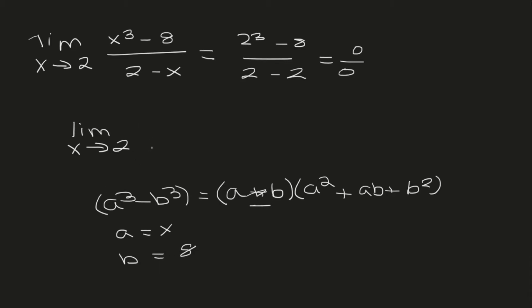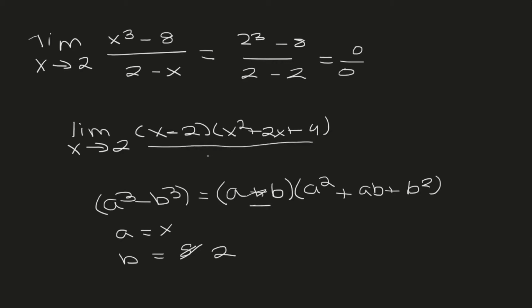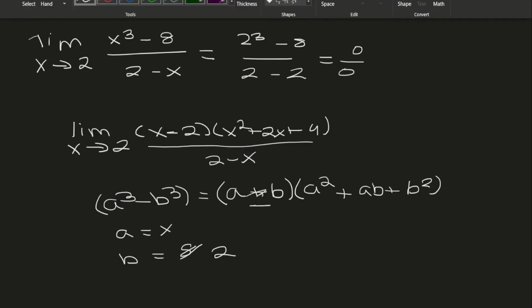Sorry, b equals 2. So we would get a minus b, so x minus 2 times the quantity x squared plus 2x plus 4, all over 2 minus x. Let me get rid of the cube thing at the bottom.